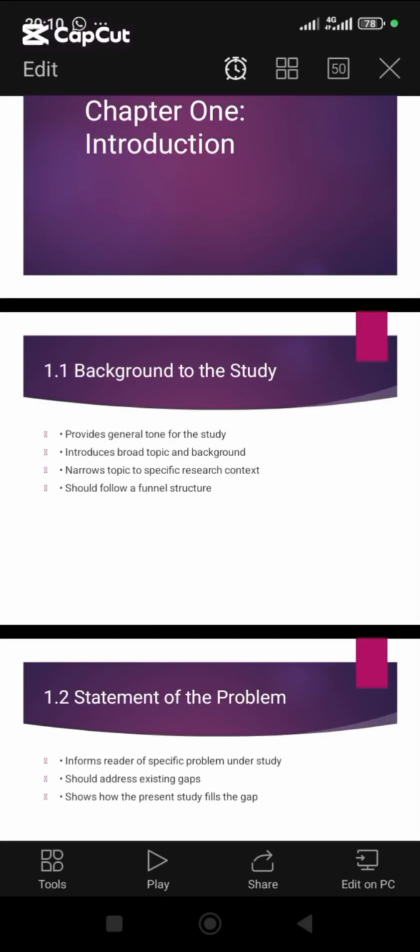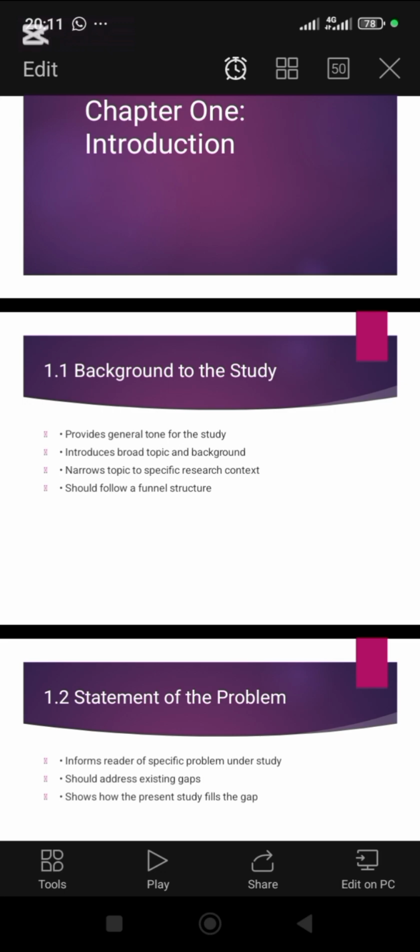So now chapter 1 talks about the introduction. This introduction states the focus of the study. It talks about the focus, what you are trying to analyze, what you are trying to achieve, what is your aim, like what do you want to do.